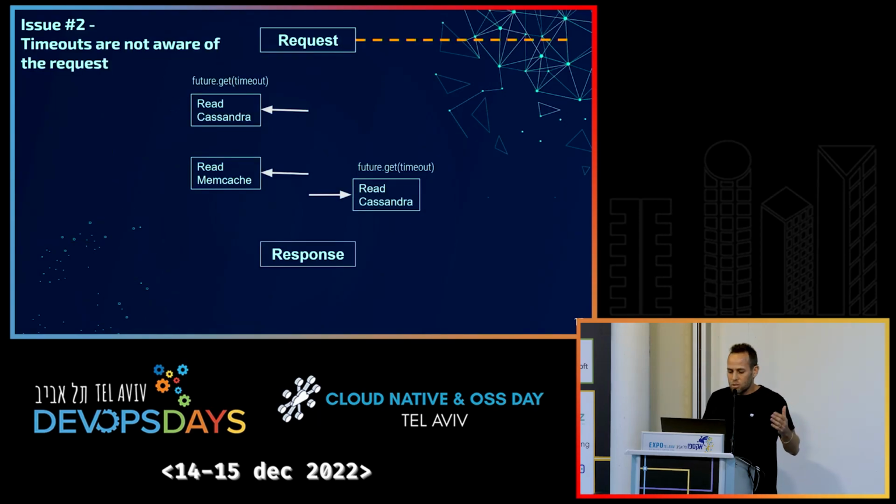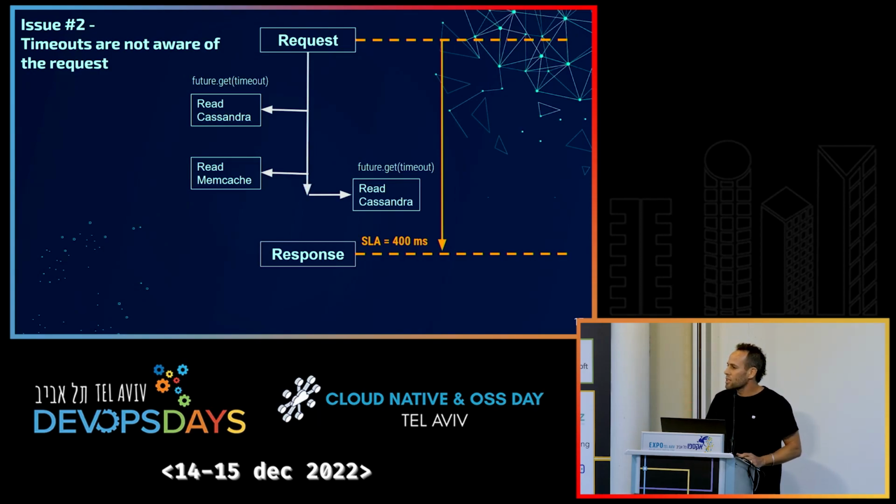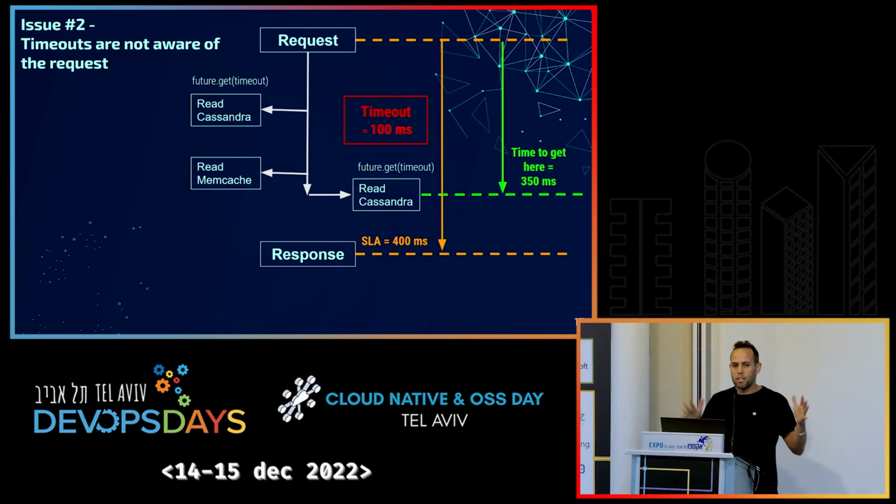And the second issue is that the timeouts in the code are not aware of the scope of the request. I'll show you using this example. Let's say that we need to handle a request. We have 400 milliseconds to return the request. We'll process the request, reach the stage where we need to read from Cassandra, and it took us 350 milliseconds. The timeout on Cassandra, as you already know, is what the developer put in the code, 100 milliseconds. If we give it the entire timeout, we'll have an SLA breach.